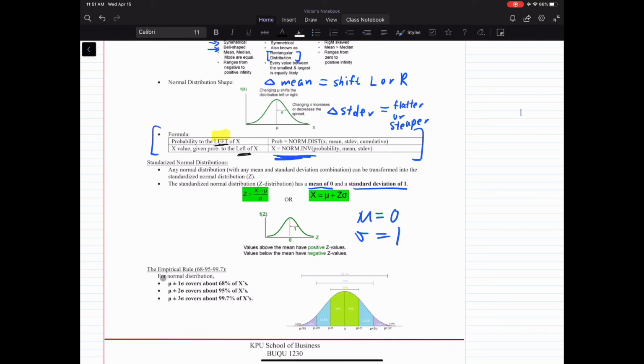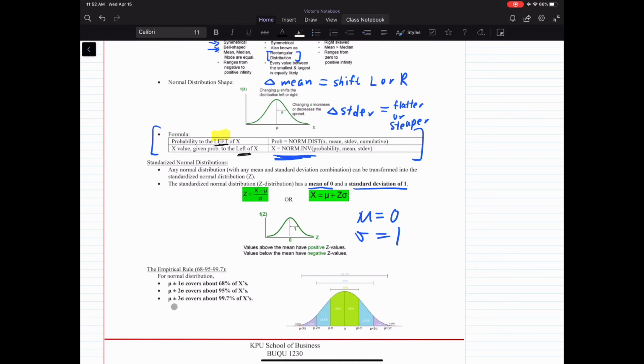The next concept is the empirical rule. We went through that in chapter 3. Basically, it states that for normal distributions, the mean plus minus one standard deviation covers 68%. So in the green area, that probability is 68%. When we take the mean plus minus two standard deviations, that gives us 95%. So the green plus the blue area, that whole area, is 95% probability.